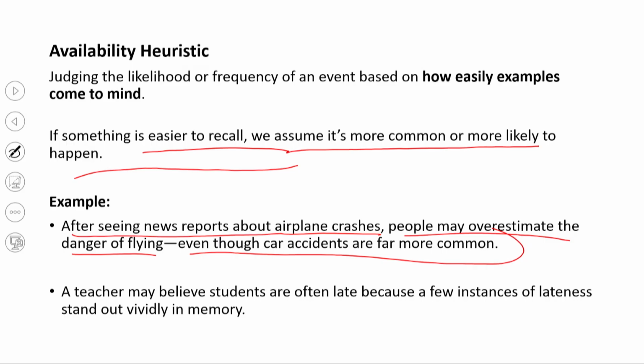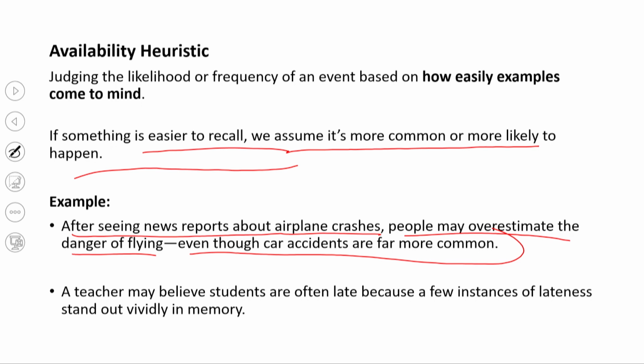Say some accident happens, let's say an airplane accident. Then for a certain time period, people overestimate the danger of flying. They think the flights are going to crash because of this availability heuristic, because this memory is very fresh. Whenever you think about flights, that crash comes to your mind and you think it may also crash. So we overestimate the likelihood of crashing, even though car accidents are the most common. The highest number of people actually die in car accidents. So this is an example of availability. Many times we take decisions based on whatever is fresh in our memory, whatever comes to mind quickly.